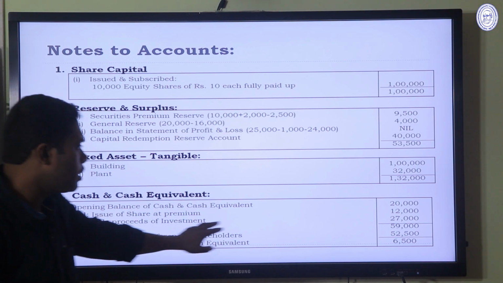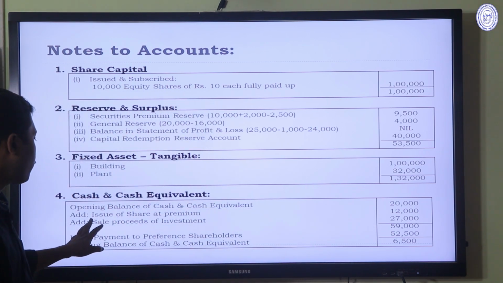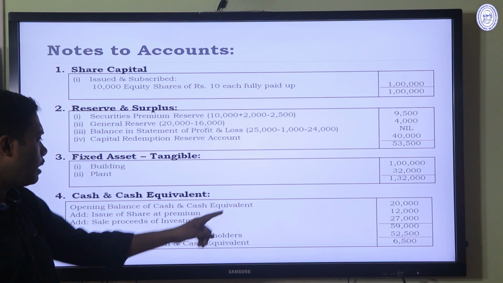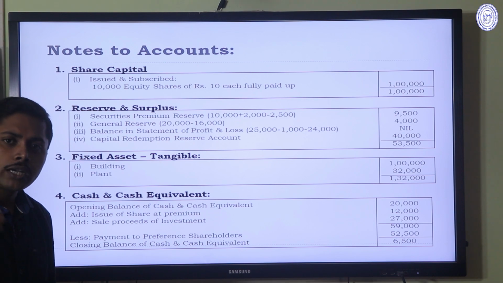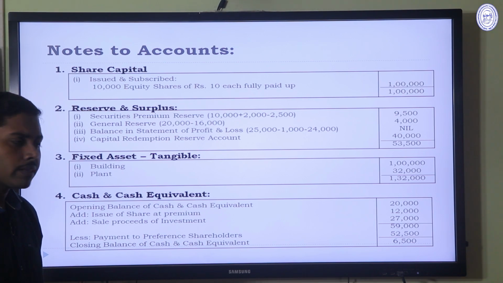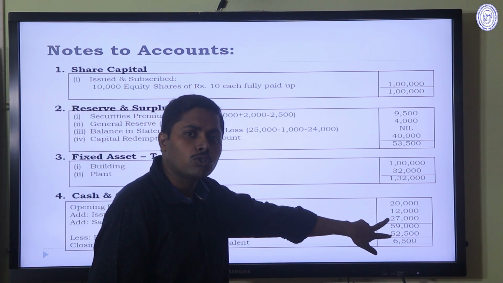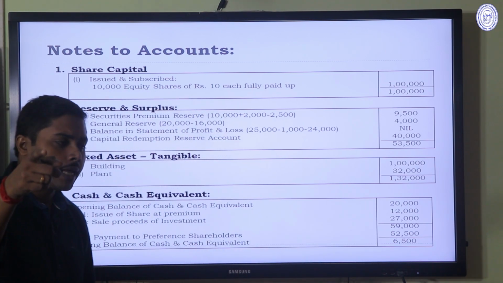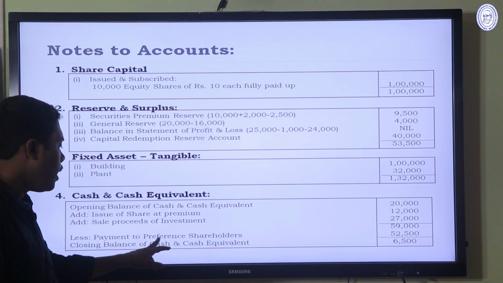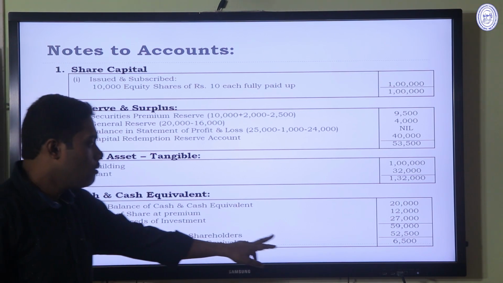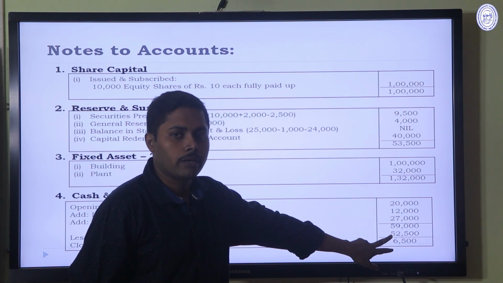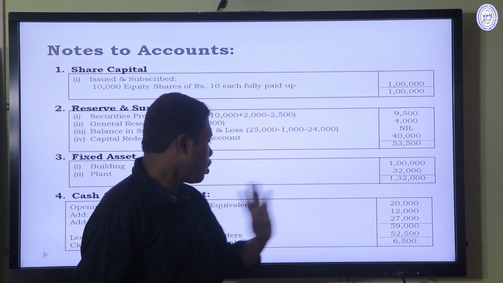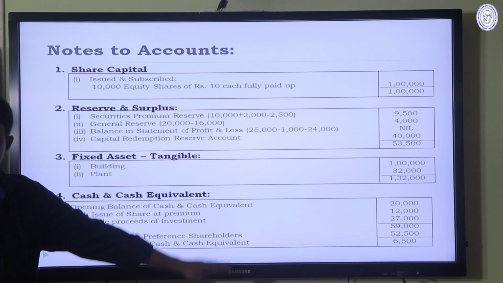The opening cash and bank balance was 20,000. After that you issue shares at premium, that will be added to the opening balance, that is 12,000. You sold out your investment at 27,000, so that will again be added to the opening balance, total balance 59,000. Out of 59,000 you made a payment to the preference shareholder valued rupees 52,500. So out of 59,000, 52,500 has been deducted, 6,500 is the closing cash and bank balance.